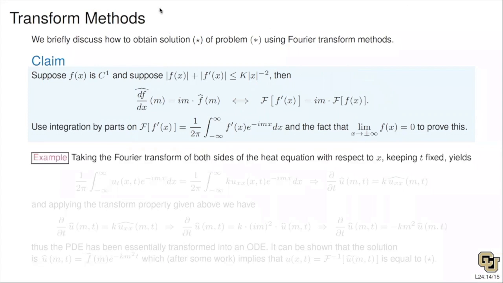I mean, this is really nice. This property, this decay property, is very helpful. It kind of makes it work. So what I want to do is take the Fourier transform of both sides of the heat equation.